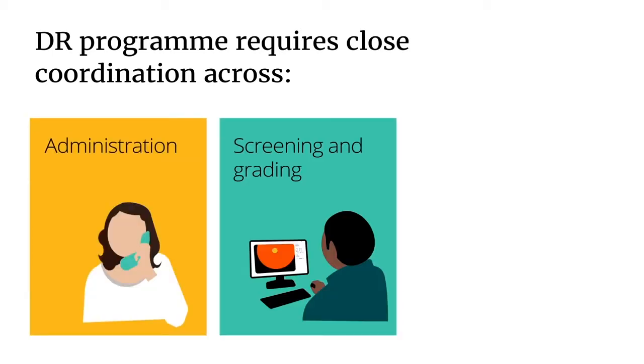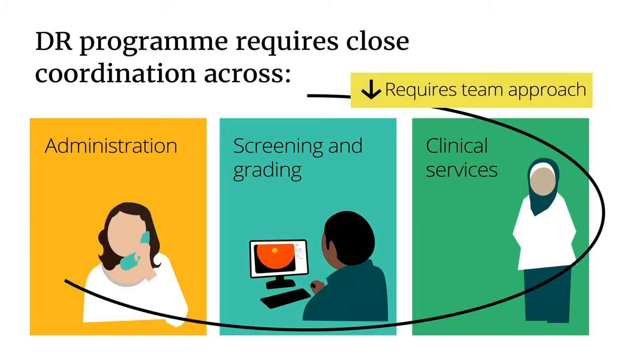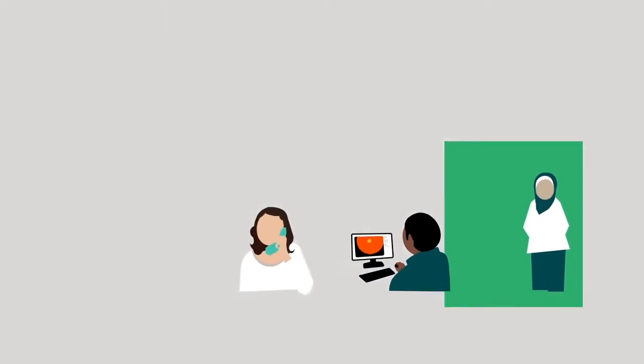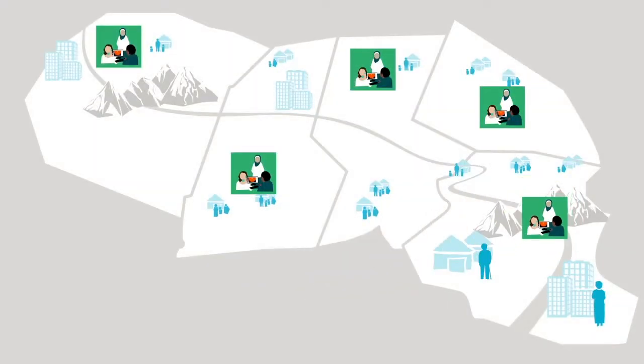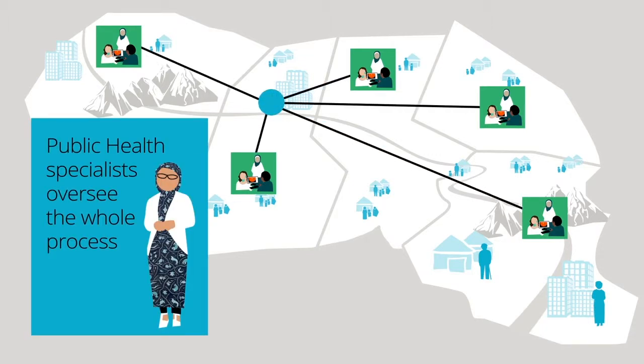Implementing a diabetic retinopathy program within a health system requires close coordination across three key areas of activity: administration, screening and grading, and clinical services. A team approach is therefore essential for the program to be efficient and effective. Public health specialists are also needed, ideally at the national or district level, to oversee the whole process. They ensure that population changes over time are monitored and appropriately addressed within the program.